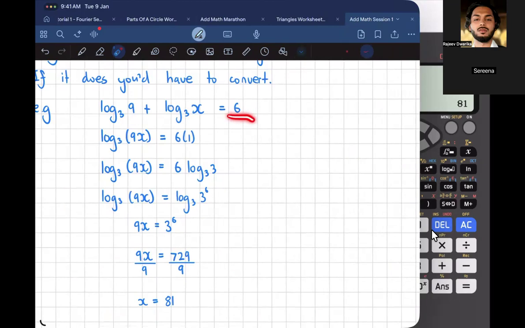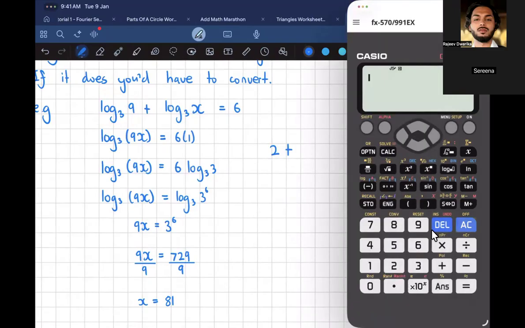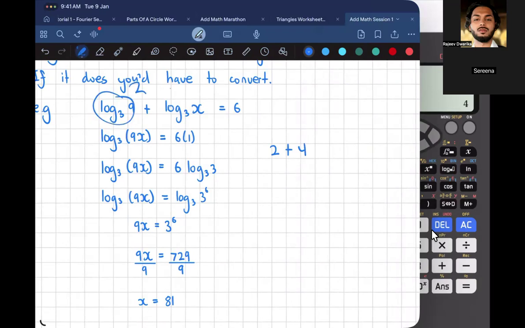So let's see if that's the case. Serena, log base 3 of 9 is what? 3 to what power is 9? 2. So that's going to be 2 plus log base 3 of x, and x is 81. So it's going to be log base 3 of 81. Let's plug that into our calculator. Log base 3 of 81 is going to be 4. So this was 2, and this was 4. So altogether, that's 6. Is it correct? Yes, sir.